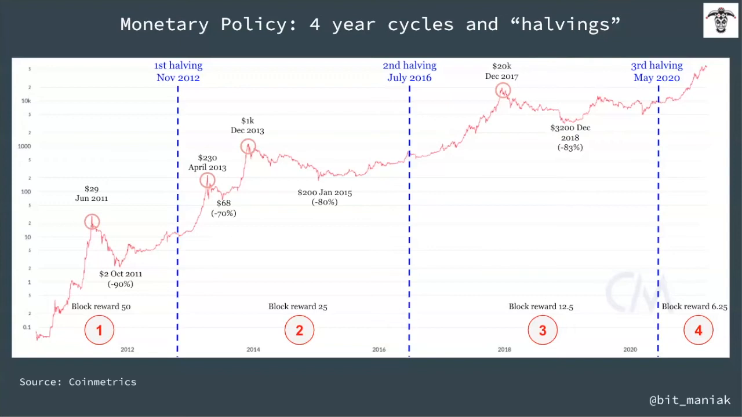After the big run up, fear takes over the market, and in January 2018, the price crashed. The bear market lasted about a year and bottomed in December 2018. And so at that stage, the price hit about $3,000. And again, we see an 83% drop from the previous all-time high. So that brings us to today.